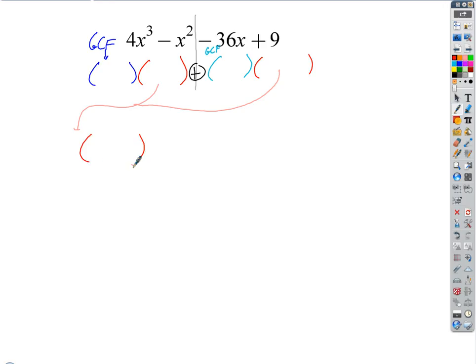So there it is. And what are we going to be left with? When the greatest common factors have been undistributed, we're left with the GCF of the first group plus the GCF of the second group. And then we factored by grouping.